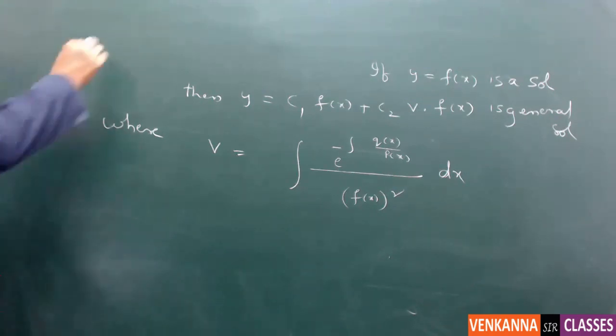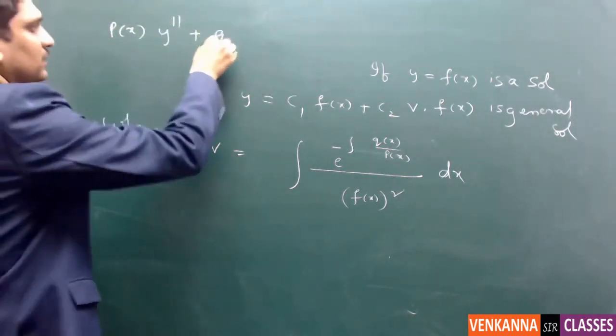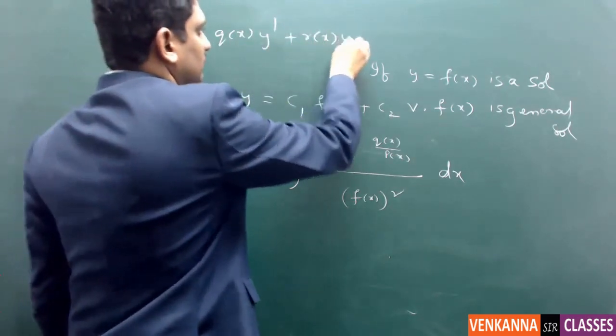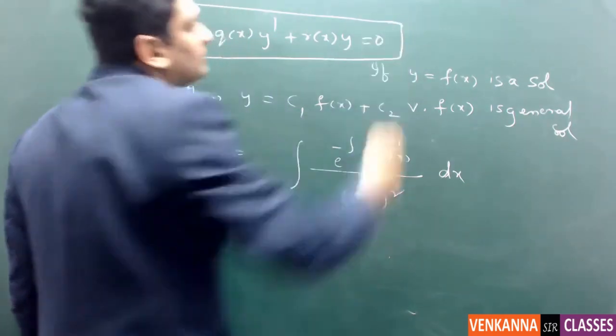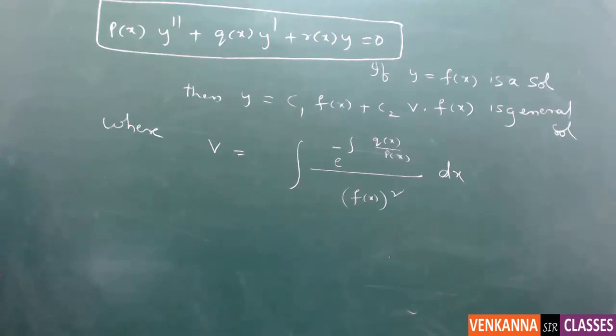So we are considering the form with p of x into y double dash. This kind of equation we are solving. So please note down the equation form also. We are applying this method called the reduction method whenever the RHS is zero. So we are applying it for the homogeneous equation only. So we can make use of this method whenever a variation of parameters problem is asked with variable coefficients.